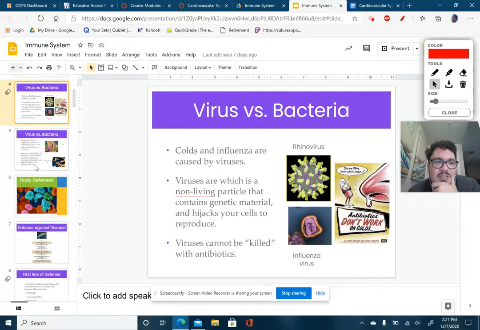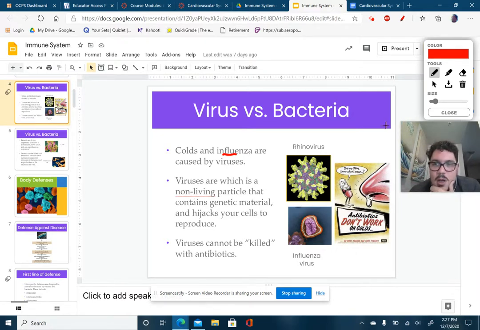Next, viruses versus bacteria. Let's understand a little bit more about that. In regards to viruses and bacteria, viruses are going to be these non-living structures. So, first of all, colds are going to be viruses, of course. They're going to be rhinoviruses, as we just mentioned. Influenza is another type of virus. We commonly refer to that as just flu. These are caused by viruses. Here you can see what a rhinovirus looks like. Here you can see what an influenza virus looks like as far as a computer rendering.